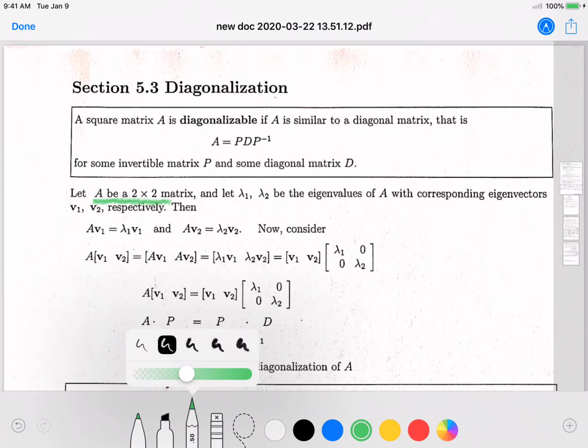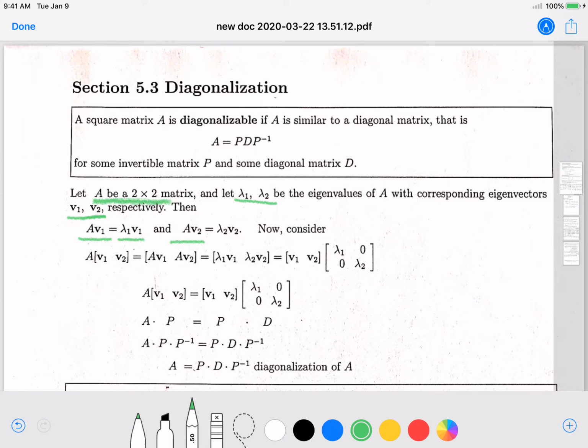And let this matrix have eigenvalues lambda 1 and lambda 2 with corresponding eigenvectors v1 and v2 respectively. That means that A times v1 is equal to lambda 1 v1, and A times v2 is equal to lambda 2 v2. So now we consider A times the matrix whose columns are the eigenvectors v1 and v2. By the matrix property, we can multiply A inside, so I still have the matrix.